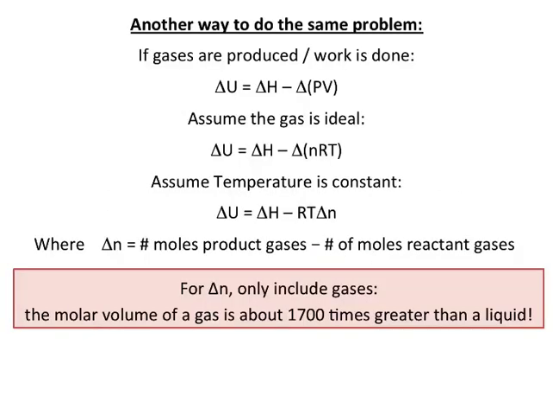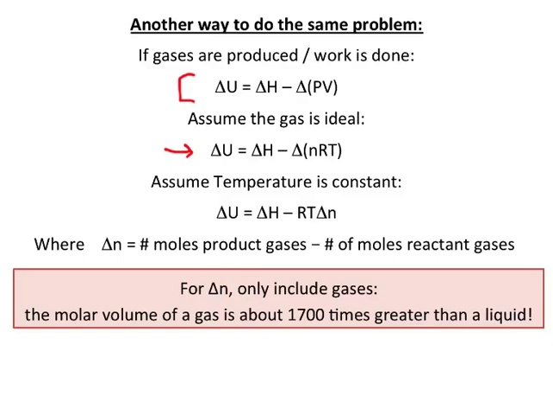So then one thing I want to point out is you can do this problem a little more simply, at least with less steps, by rearranging your equation. So if gases are produced, work is done, this is the equation we were just using. And what we did is we used PV equals nRT to find volume. Well, instead of doing that, you can just swap out PV for nRT like this. And then you have this equation here.